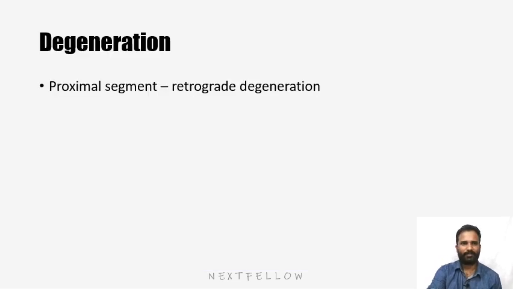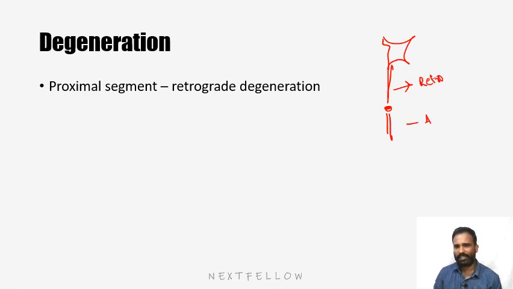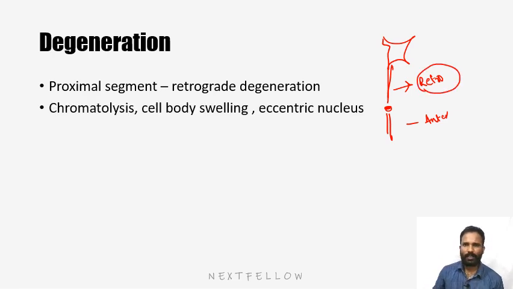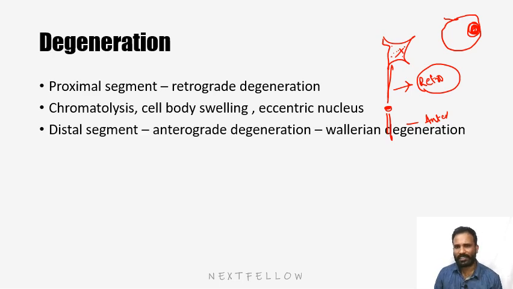Coming to the degeneration. If an axon is injured, let us think this is the injury site. The changes occur proximal as well as distal. Whatever changes occur retrograde are chromatolysis: the Nissl granules in the cell body will be lysed, the cell body appears swollen, the nucleus is pushed to the periphery, and there are no Nissl granules. Whatever changes occur in the distal segment, we call Wallerian degeneration.